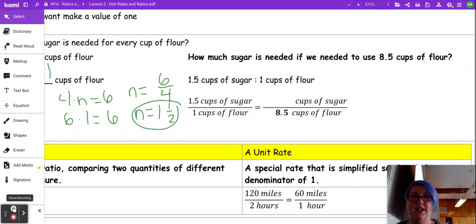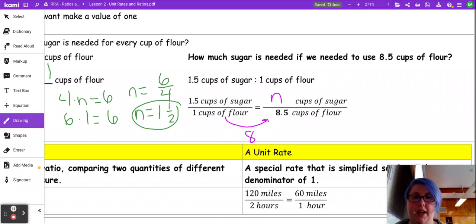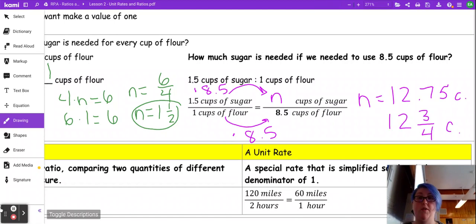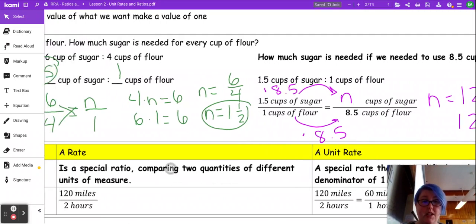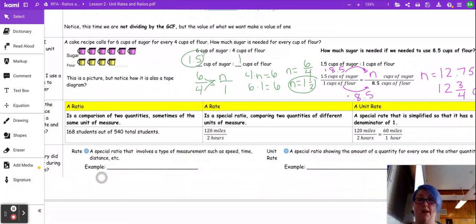What happens if we need 8.5 cups of flour? Or what happens if that's all we have is 8.5 cups of flour? We'll multiply each of them by 8.5. And we get our sugar is 12.75 cups. We've used both methods here to check and make sure that we know how to make our equivalent ratios the same no matter which.